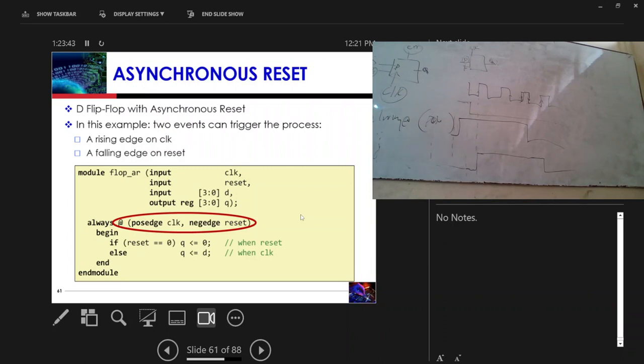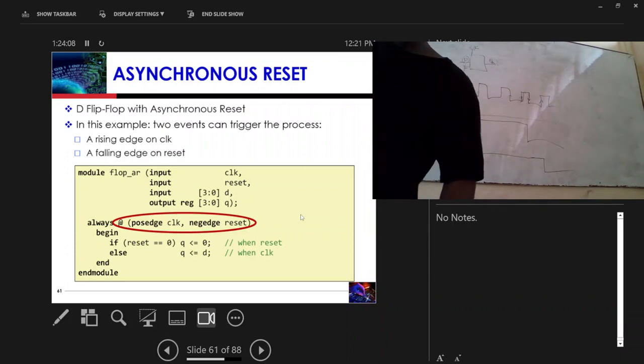So this is an example of asynchronous, because it doesn't depend only on the clock, it depends on the reset also. Once the reset changes, immediately the code will get executed, right? Understood? Very easy, right? So here it just means that if reset is low, then I come and check the conditions here.